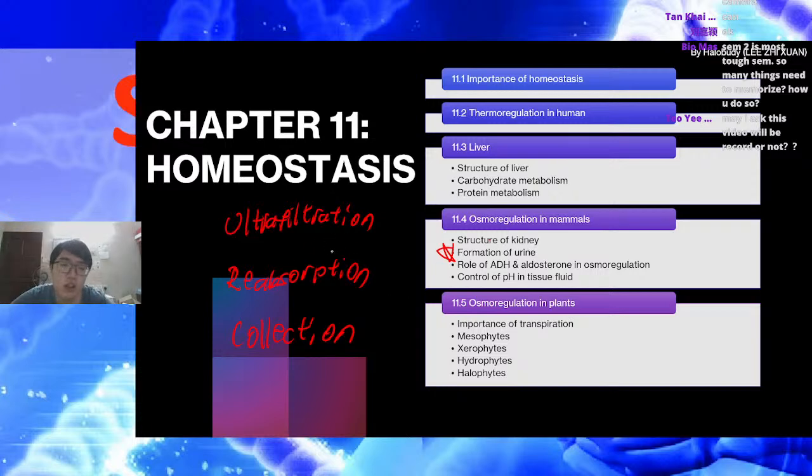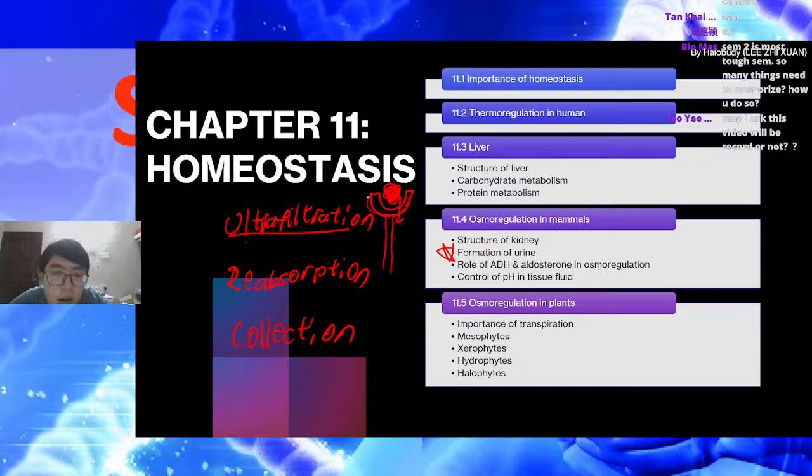So for these three topics, ultrafiltration, reabsorption, and collection, it is the same. In SPM, you also learn these 3 processes, but not in much detail. Because in SPM, for ultrafiltration, you only learn what kind of substance is filtered and how it is filtered. But in STPM, you have to know the structure. This is the glomerulus, right? It filters into the tubule of the kidney. That is ultrafiltration. Then you must know how it filters. What structure does the glomerulus have?